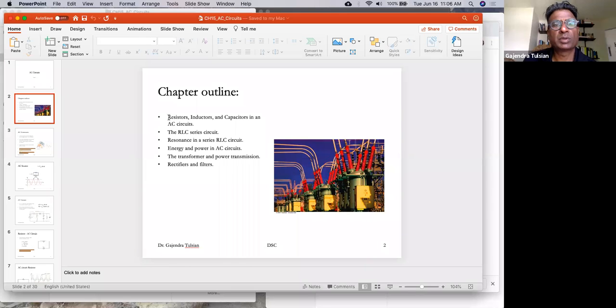So what we'll do is connect a resistor to an AC source. We'll connect an inductor to an AC source. We'll connect a capacitor to an AC source. And then we'll connect all three in series. Okay. And we want to see how they behave. So we're going to keep it fairly simple. All right.